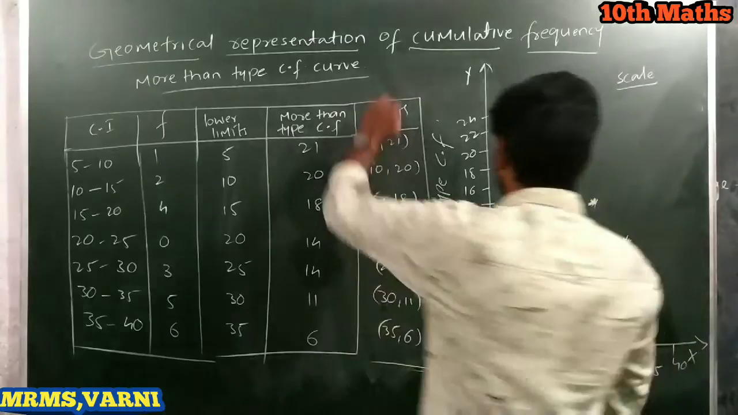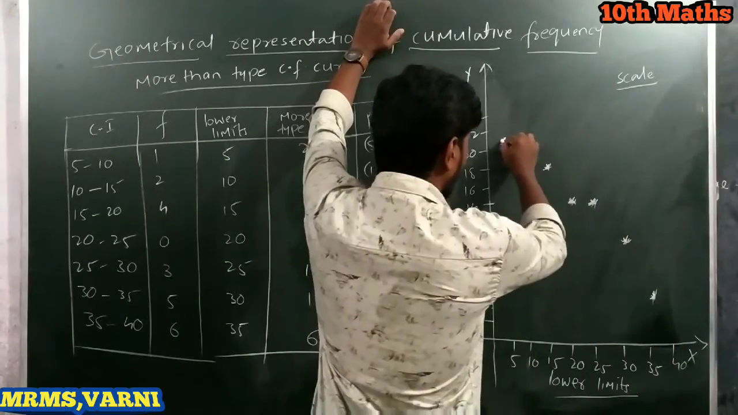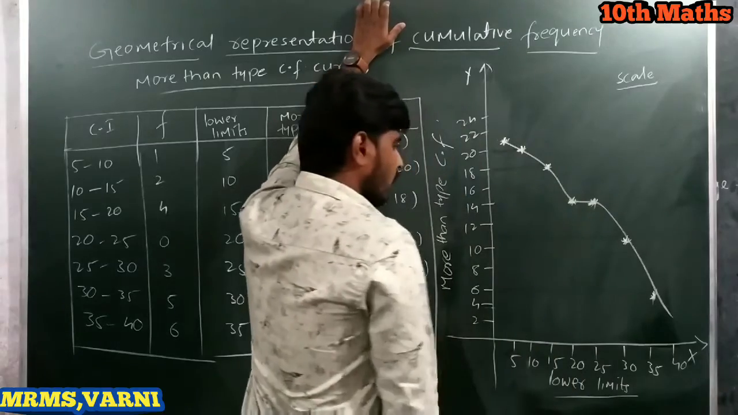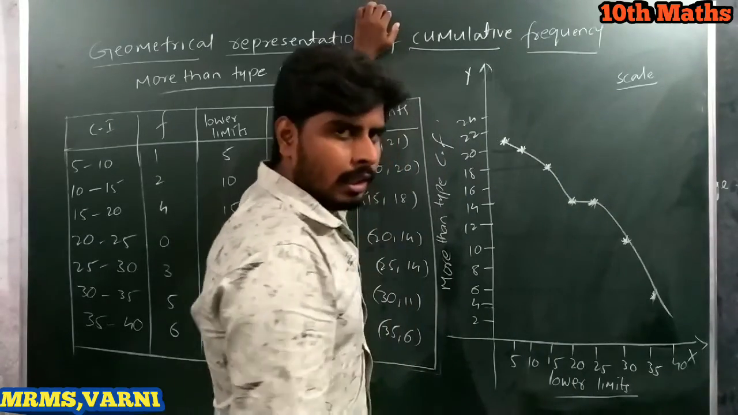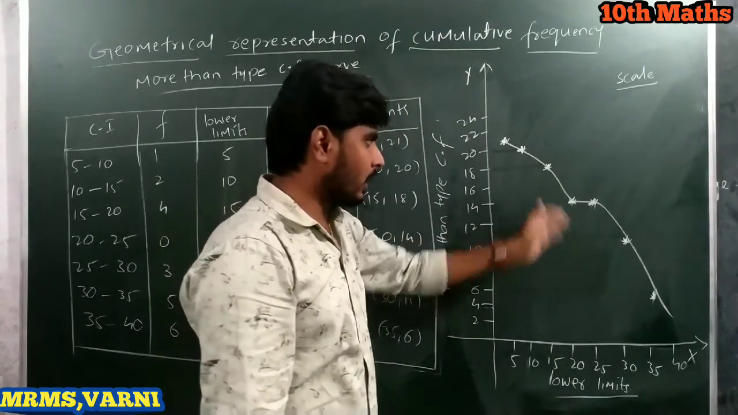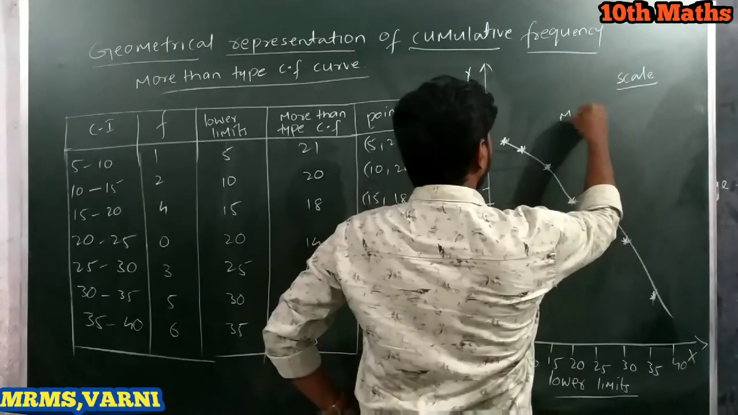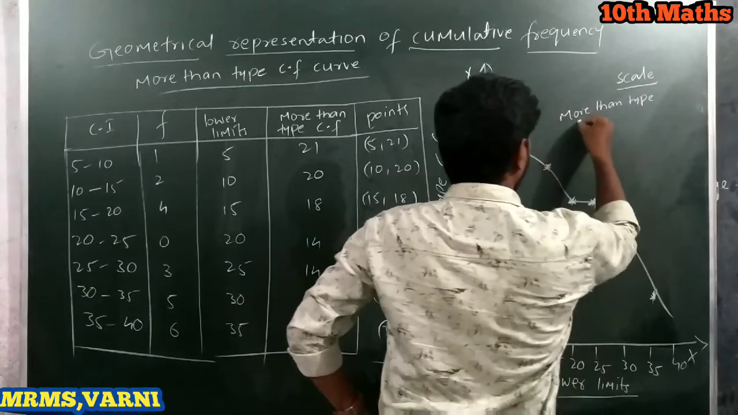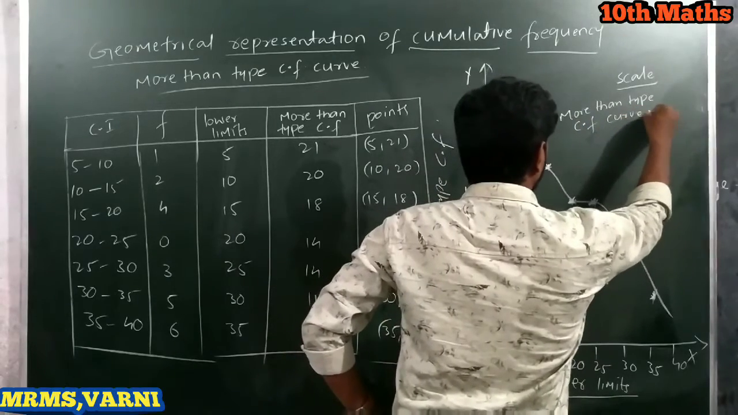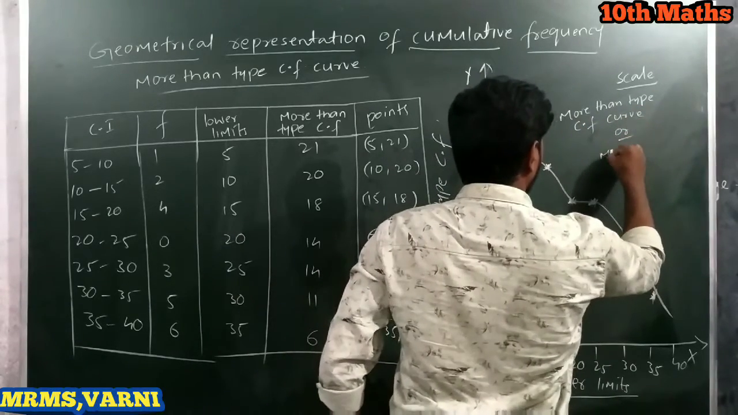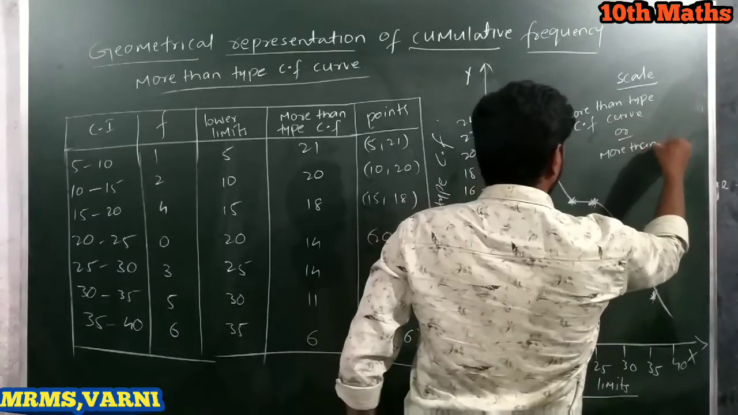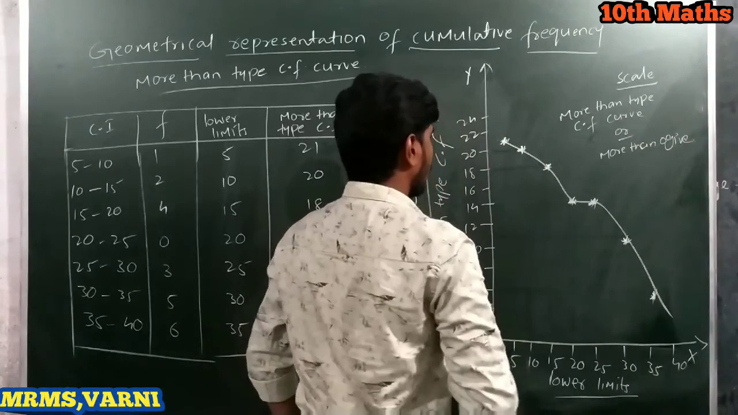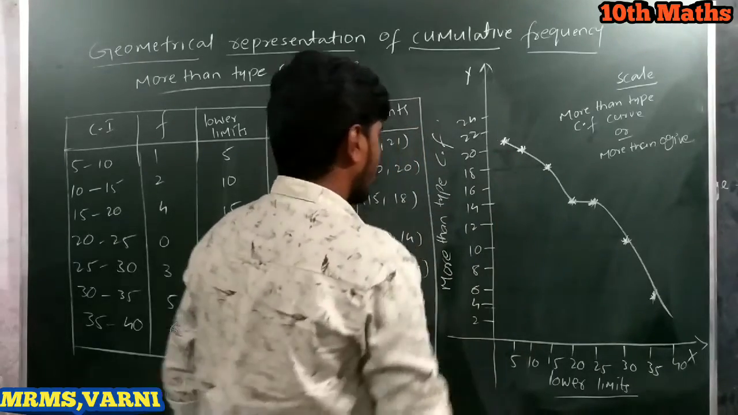Right. Now we have to join these points without using scale. The more than type is always in decreasing order. This is the more than type cumulative frequency curve, or more than ogive we call. Ogive or ogive, no problem, whichever way you pronounce it.